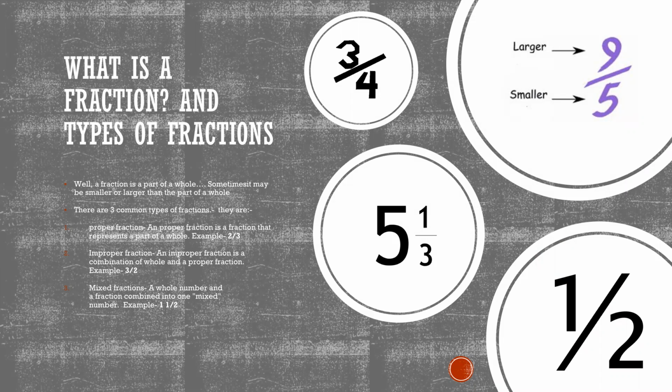Proper fraction. A proper fraction is a fraction that represents a part of whole. Example 2 by 3. So the numerator is smaller than the denominator in the proper fraction. Improper fraction. An improper fraction is a combination of whole and a proper fraction. Example 3 by 2. So see, this is where the numerator is larger than the denominator. So mixed fractions, a whole number and a fraction combined into one mixed number. Example is 1 by 2.